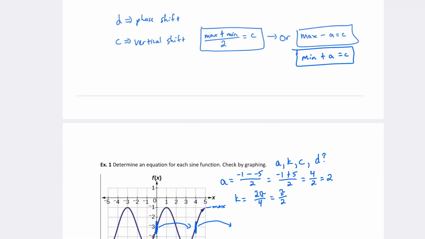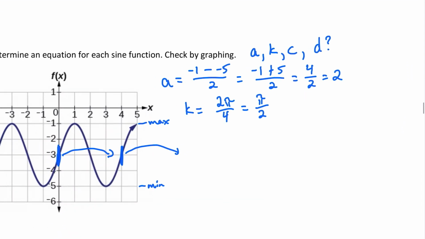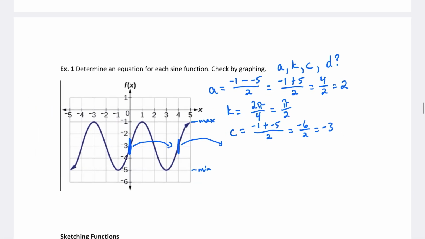Next, we're going to figure out the C value, which is the vertical shift, and that is max plus min divided by 2. So C equals max, which is -1, plus min, which is -5, divided by 2, which gives us -6 over 2, which gives us -3. And that makes sense. You might not even need the formula, because you can see that -3 seems to be our equilibrium. It's right in the middle there. From here we go 2 up, from there we go 2 down, and we've got our middle value there.